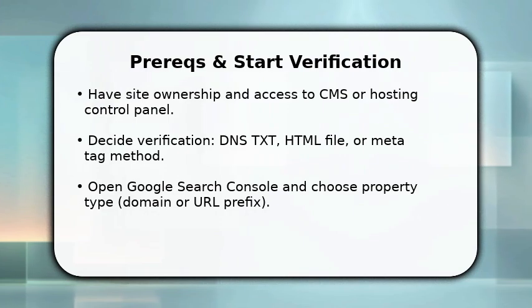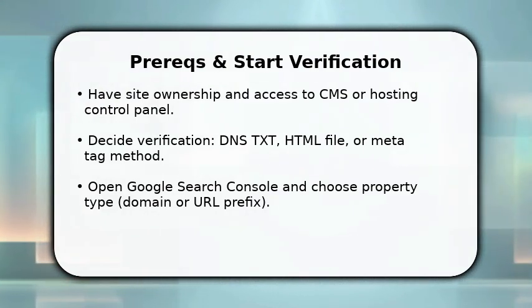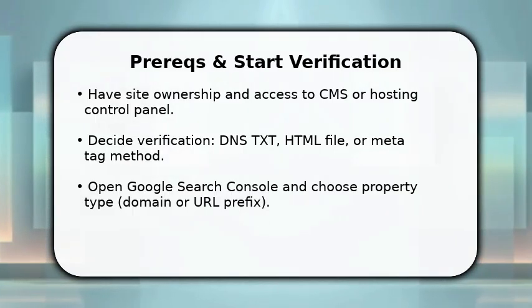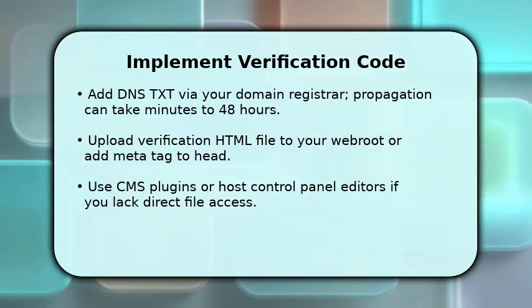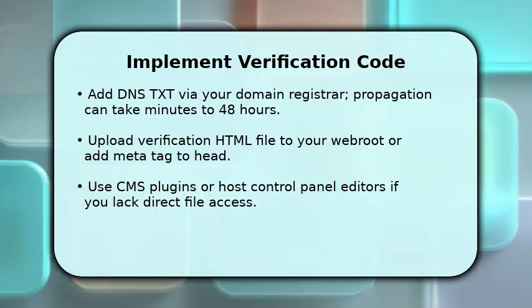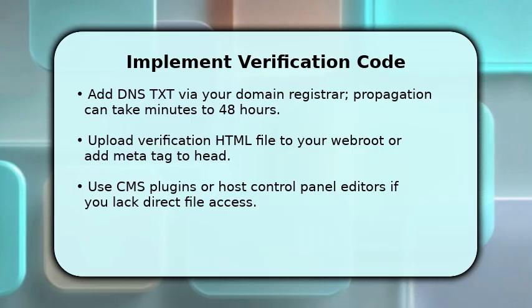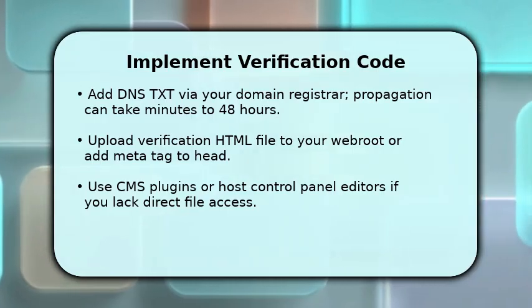Make sure to copy the exact code or TXT value provided, because the next step requires pasting it precisely where Google expects. Next, implement the verification code you copied. If using DNS-TXT, go to your registrar, add the TXT record, and save. Propagation may take minutes to 48 hours, so be patient.